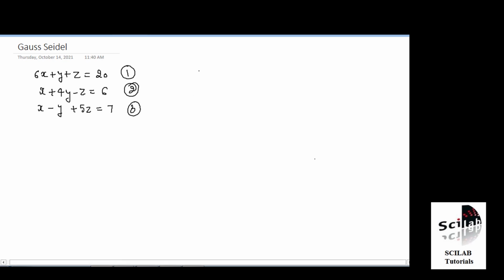So from equation 1 we can find the value of x = (20 - y - z) / 6, and from equation 2 we will get y = (6 - x + z) / 4, and from equation 3 we will get z = (7 - x + y) / 5. So these three equations we will use to find the solution of the system of linear equations.